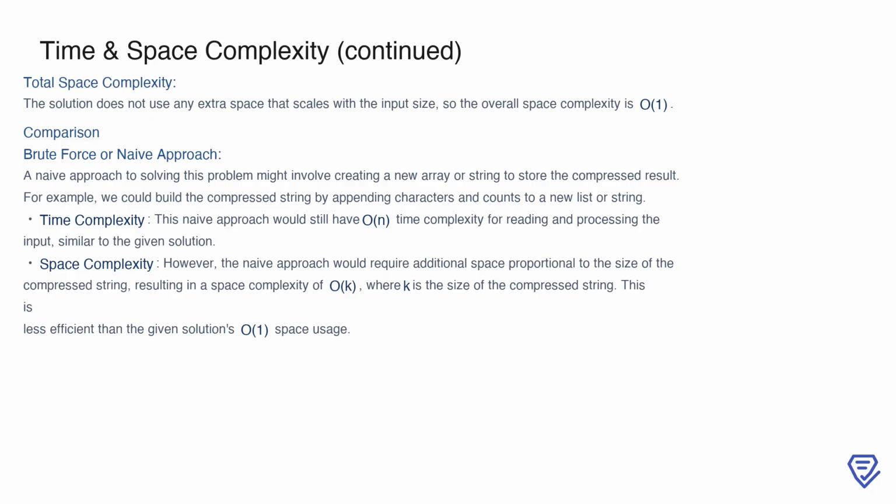Let's compare this to a brute force or naive approach. In a naive solution, we might create a new array or string to store the compressed result. For instance, we could build the compressed output by appending characters and counts to a separate list or string. While this approach would still have a time complexity of O(n) for reading and processing the input, it would require additional space proportional to the size of the compressed string. This means the space complexity of the naive approach would be O(k), where k is the size of the compressed output. In contrast, the given solution achieves in-place compression and avoids this overhead, making it more space efficient with an O(1) space complexity.